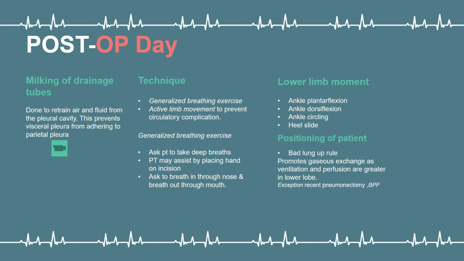Now active limb movements are initiated so as to prevent circulatory complications, which involves ankle plantar flexion, ankle dorsiflexion, ankle circles and heel slides. Position of the patient: according to the bad lung rule, we are going to follow it as it promotes gaseous exchange, because ventilation and perfusion are greater in lower regions.